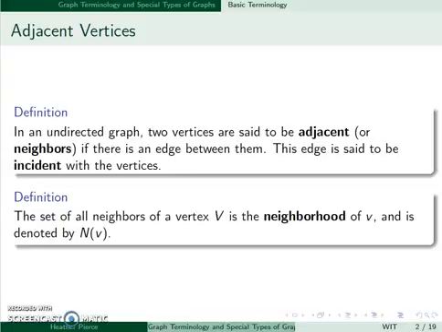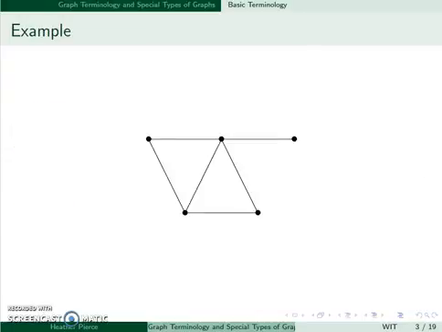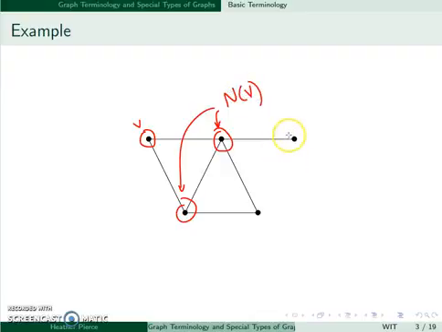The set of all neighbors of a vertex is the neighborhood of V. It's denoted by N(V). So for example, if I look at this vertex here, these two would then be the neighborhood. So if this is V, these two vertices would be N(V). If I considered this one to be W, just this vertex here would be N(W), since it's the only one that is adjacent.